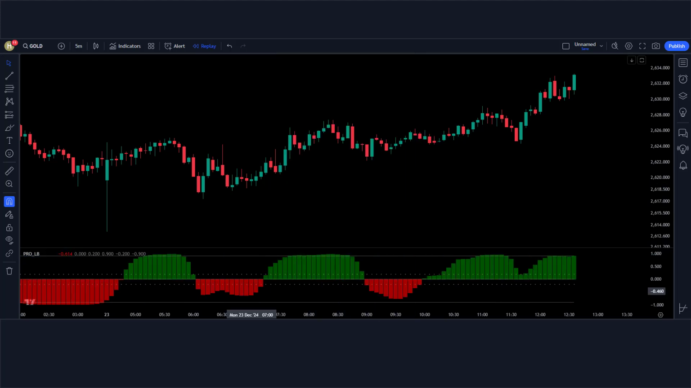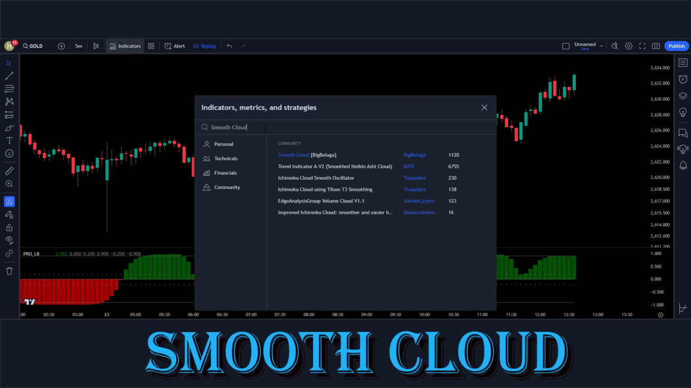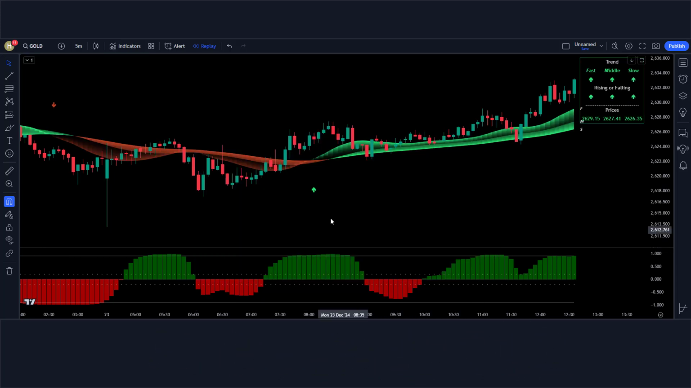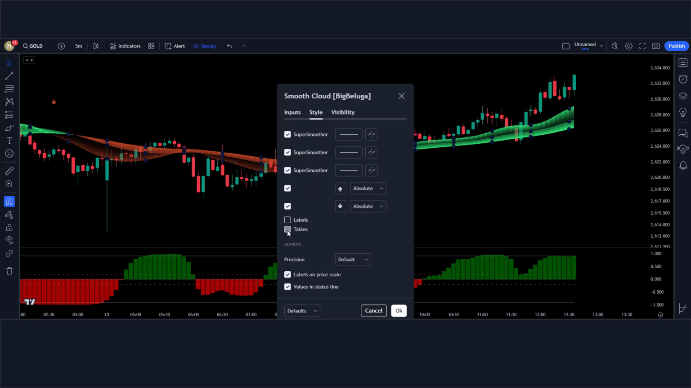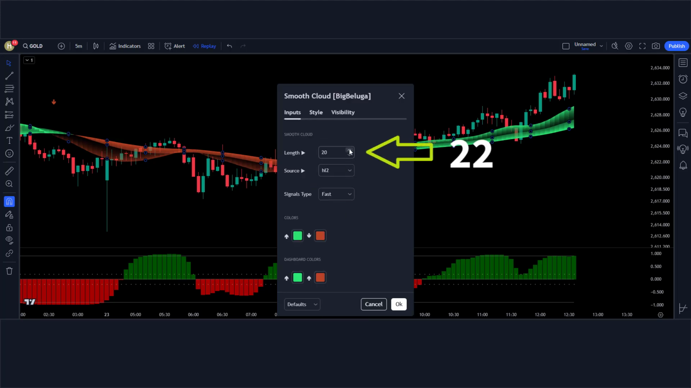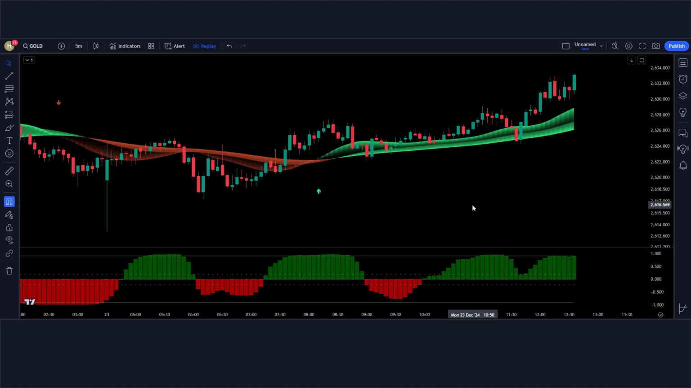After that we have to apply another indicator on the chart. Second indicator name is Smooth Cloud. Let's change the settings of the indicator. Length 22. Now our trading setup is completely ready.